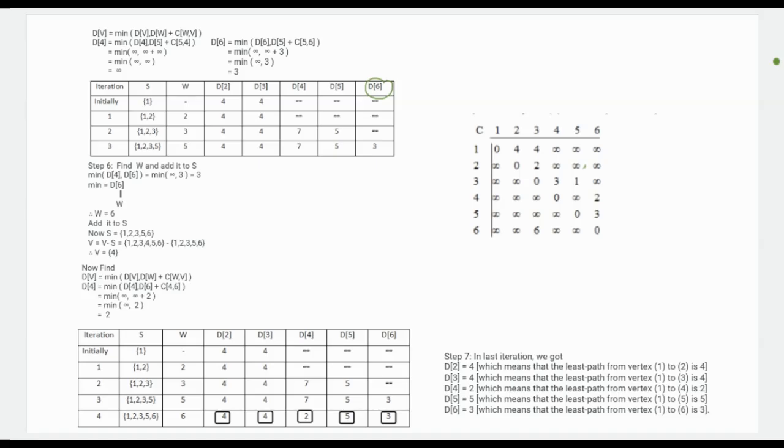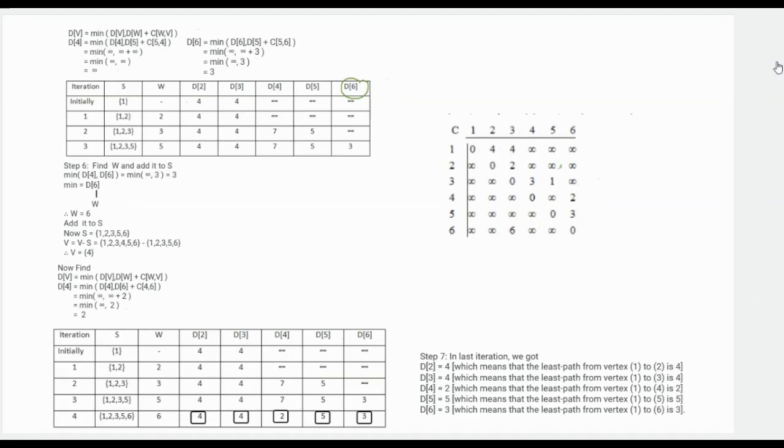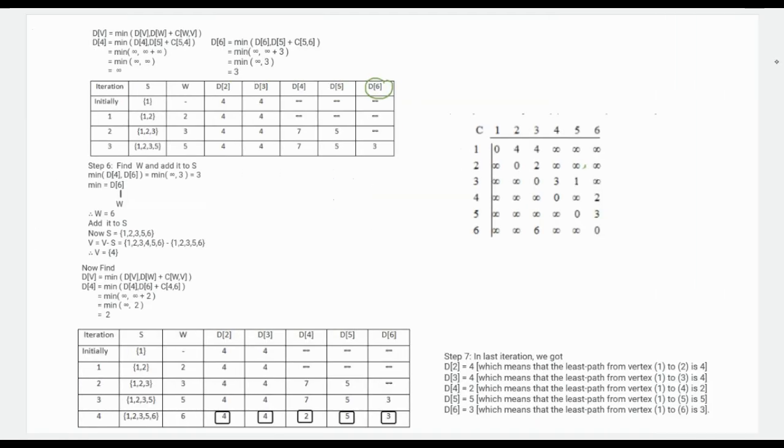Therefore the shortest distance for D2 is 4, D3 is 4, D4 is 2, D5 is 5, and D6 is 3. So this is the shortest path that we have found for every vertex. Hence it is proved by Dijkstra. It is easy if you prepare and practice. Just go through the problem and try to solve the problems.